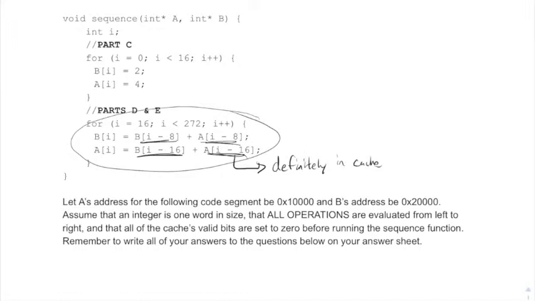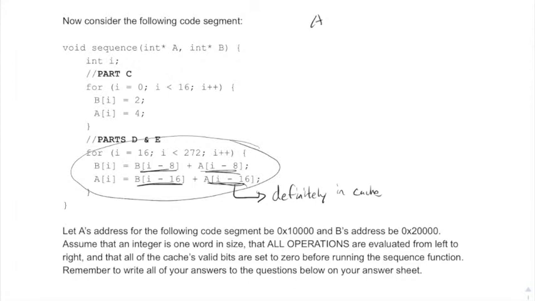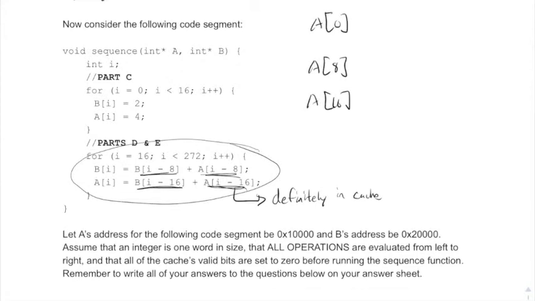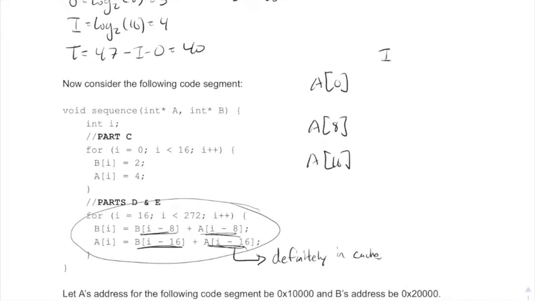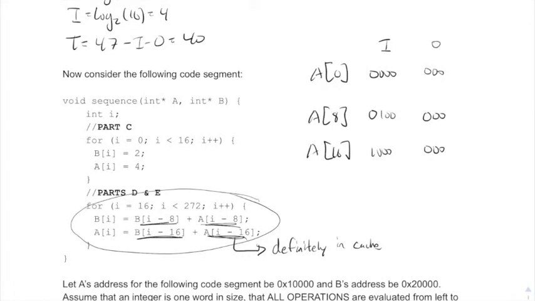And the reason is the cache is large enough to hold all 4 of these numbers. Let me draw out the tag, index, and offset of A0, A8, and A16 to show you what I mean. A0 here has an index of all zeros and an offset of 0. A8 has an index of 0, 1, 0, 0, and an offset of all zeros. And A16 has an index of 1, 0, 0, 0, and an offset of all zeros.